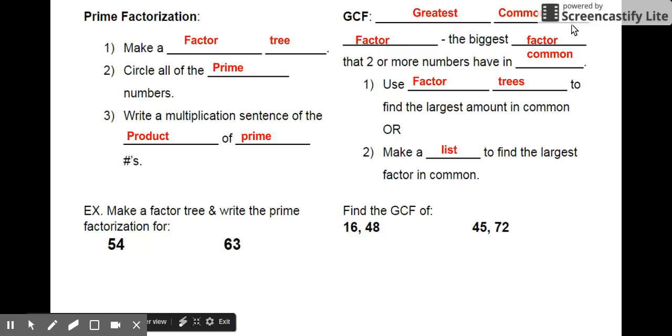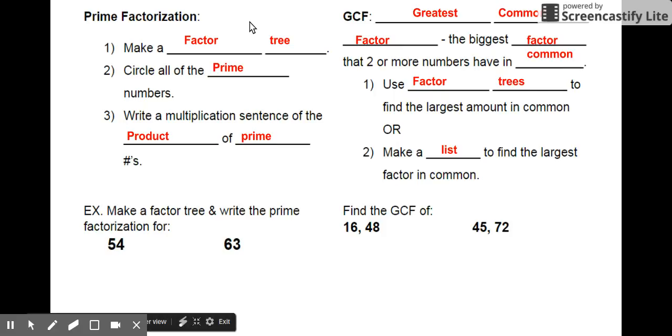Okay, so this is just a mini lesson over stuff that we've already learned. It's prime factorization and greatest common factor. So after you fill in the blank, you can go ahead and try the examples on the bottom because you probably already know how to do them. But if not, then you can just watch because I'm going to go over every single one of them. But go ahead and fill in the blanks on the top.